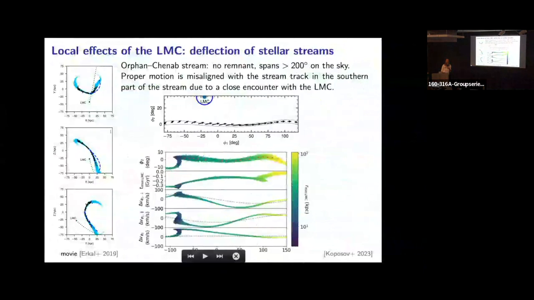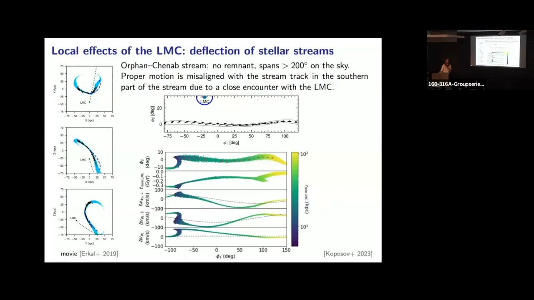The way it is measured is by looking at the deviations between the direction of the proper motion vectors and the direction of the stream track. Normally, if stars are lost from a stellar system, they would travel along more or less the same orbit. But if any dynamical perturbation comes into play, then the motions of the stars will be misaligned with the stream, and that's what we see here. The models also predict that there should be a huge kink in the stream track, which I think now has a hint of being observed, but it's not official yet.